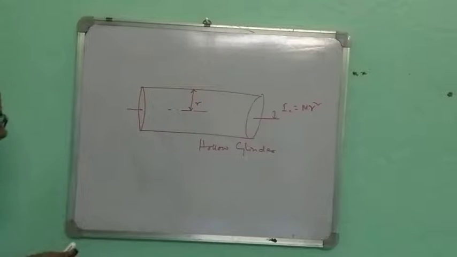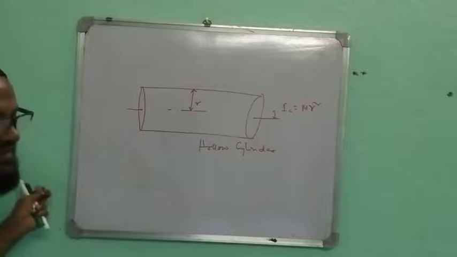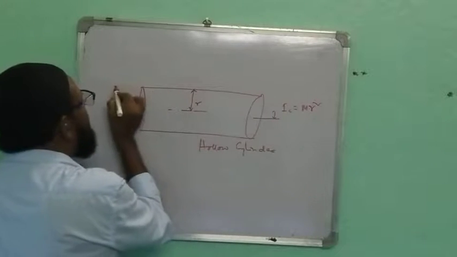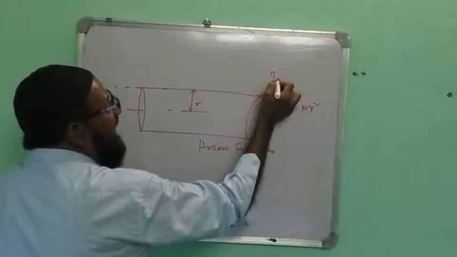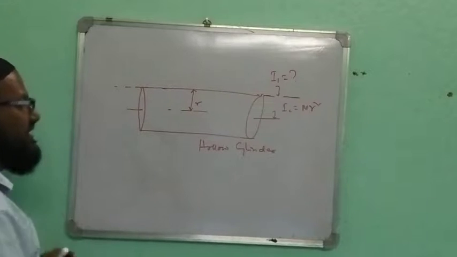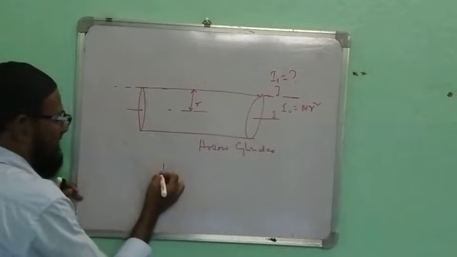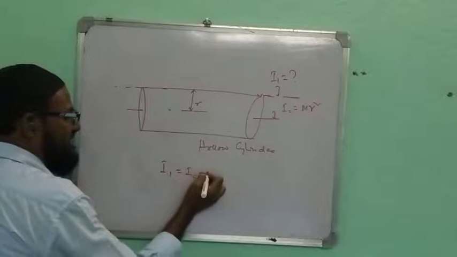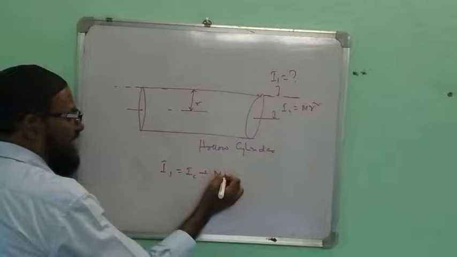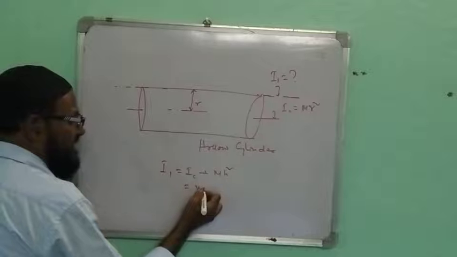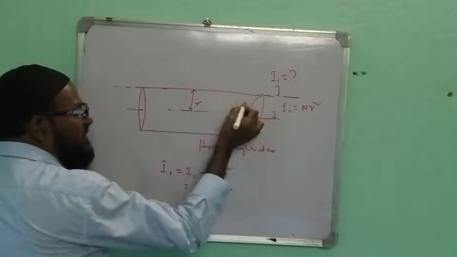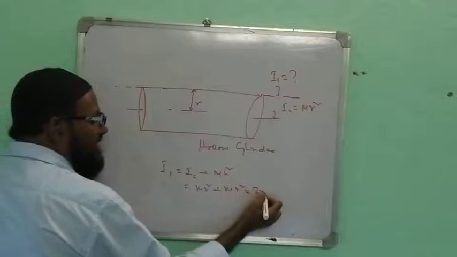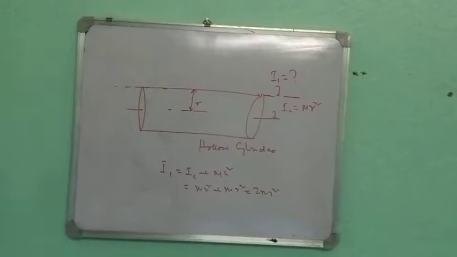Now, this is placed here. Now, the question is, with respect to this axis, suppose this is I1. What is the answer? I1 equals IC plus MH square. This is M R square. What is H? H equals R. What is the answer? 2 M R square. Is it clear? Okay, next.